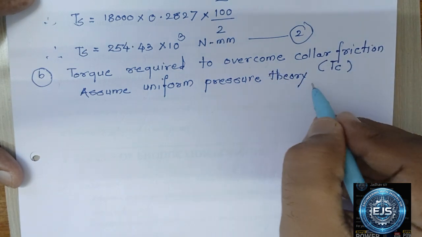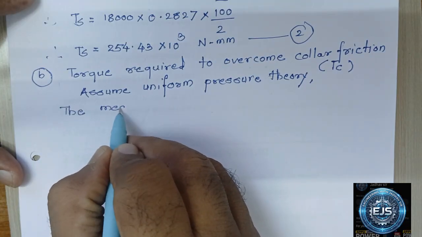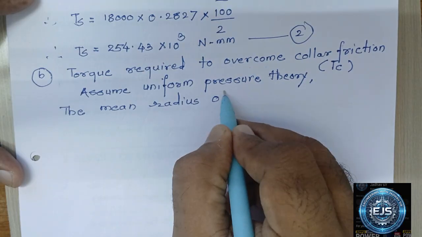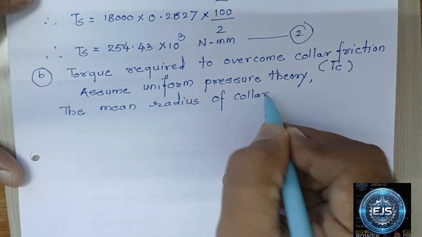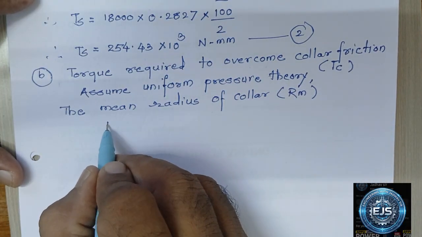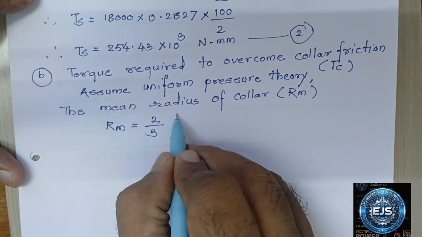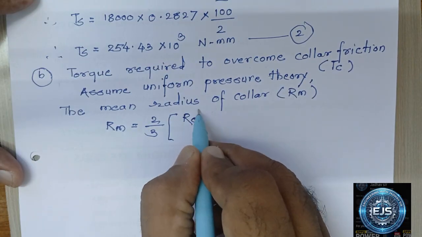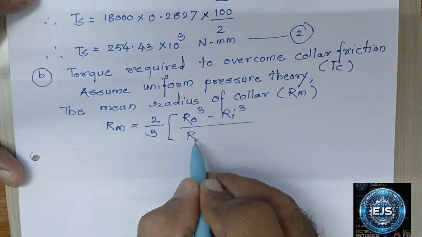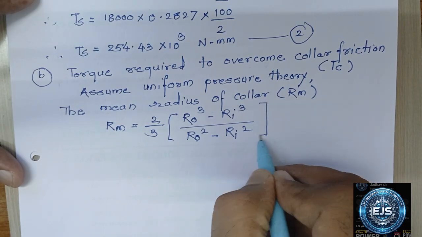So as per uniform pressure theory, the mean radius of the collar is calculated by the formula RM. Mean radius of the collar is given by RM. The formula for RM, for uniform pressure theory, is 2/3 of (RO cube minus RI cube) upon (RO square minus RI square). RO and RI are the outer and inner radius of this collar bearing.